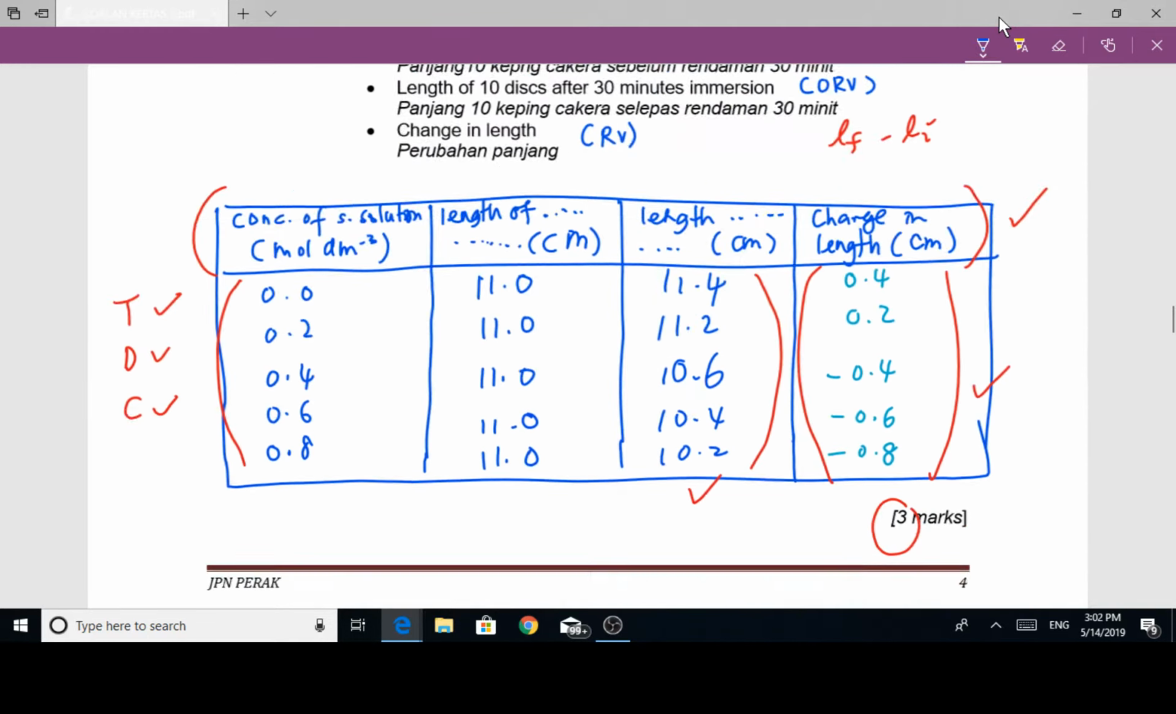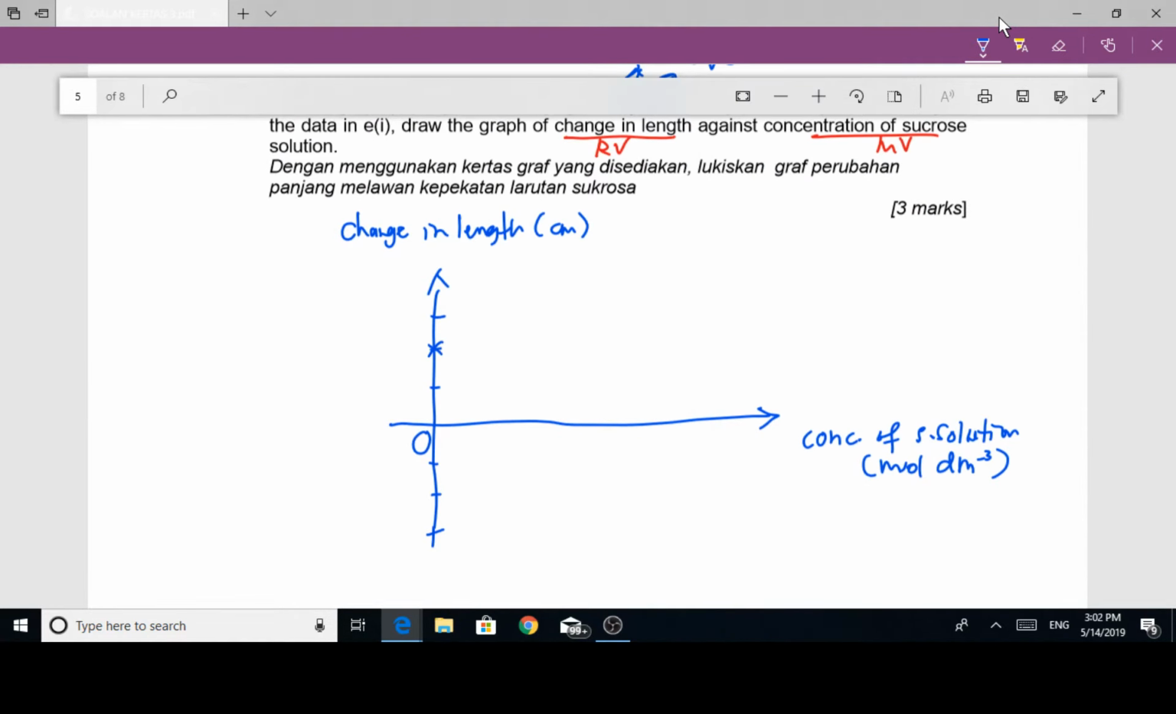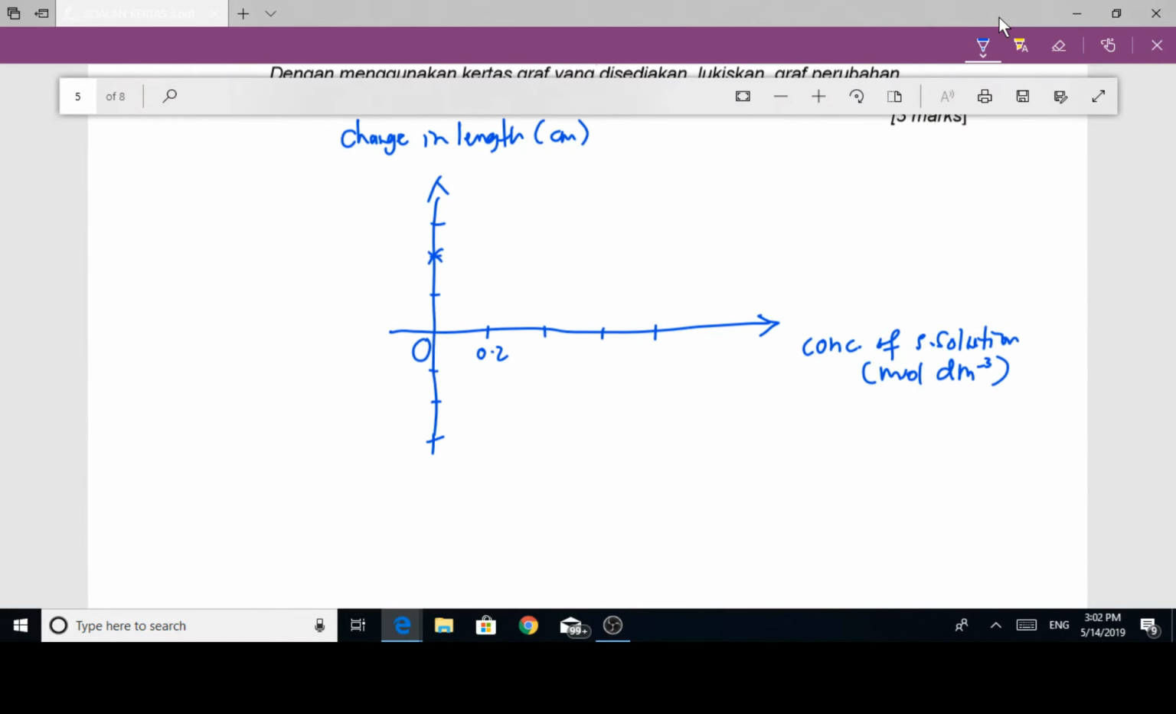Alright, so when it is 0, it is positive. It registers a change in the length of 0.4. Let's say this is 0.2, 0.4, 0.6, 0.8. I just simply sketch it. But remember, when you plot it on the graph paper, make sure that you use the right scales so that your graph actually fills up at least 50% of the graph paper.